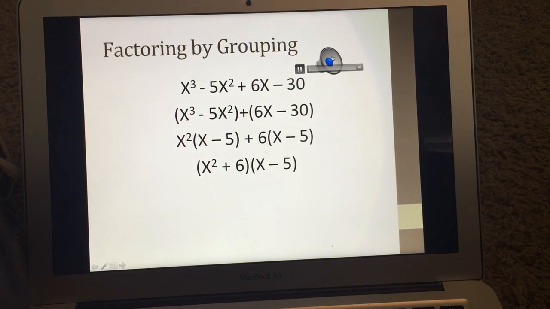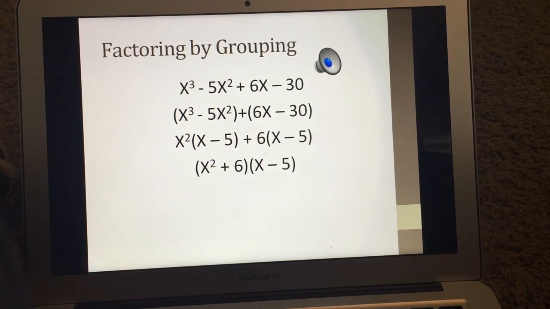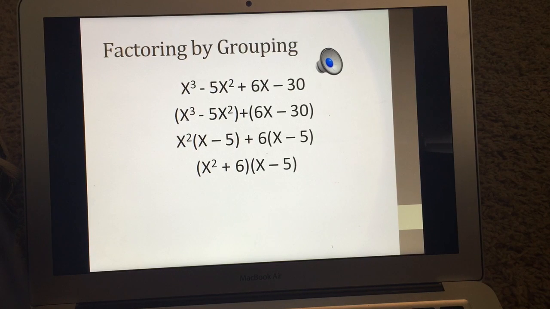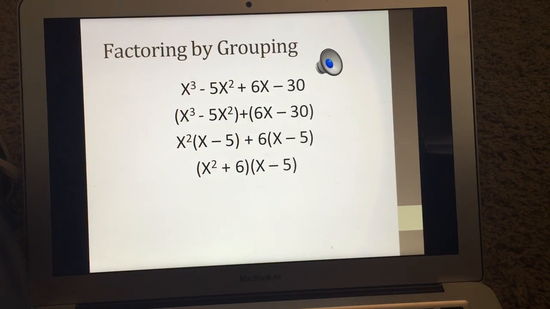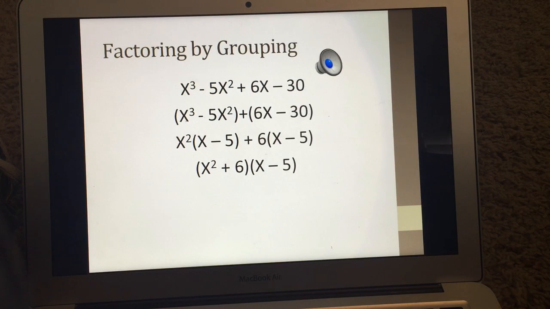So factor by grouping allows you to factor the two terms on the left together and then the two terms on the right together. So x cubed minus 5x squared both have a common factor of x squared. So you get x squared in parentheses x minus 5. And then 6x minus 30 both have a common factor of positive 6. So you get positive 6 in parentheses x minus 5.